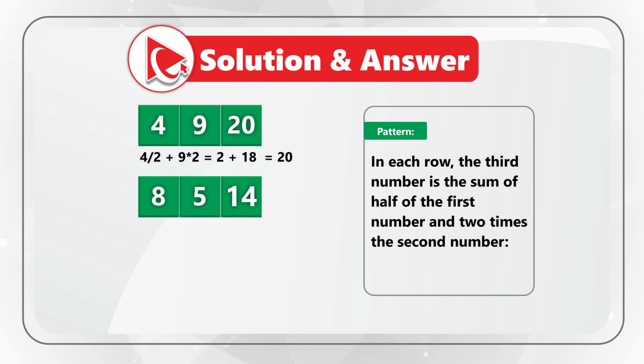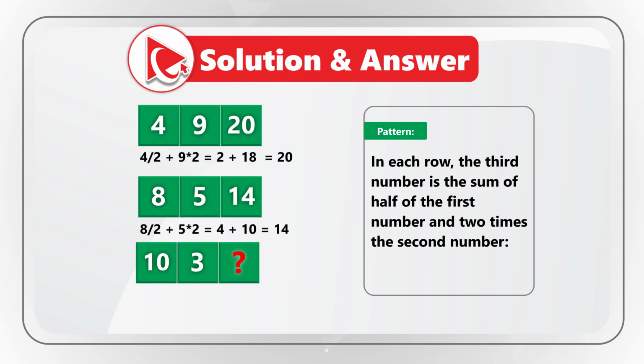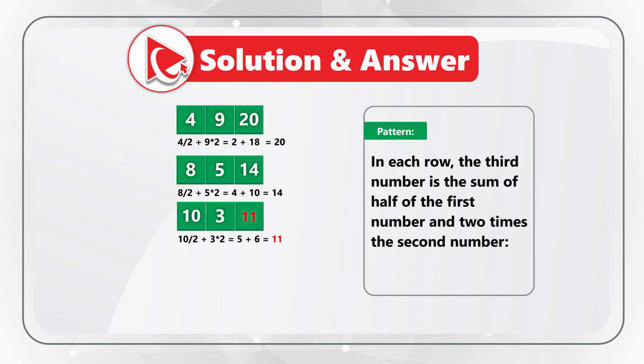8 divided by 2 plus 5 multiplied by 2 equals 4 plus 10 and equals 14. And now we are ready to calculate the missing number. 10 divided by 2 plus 3 multiplied by 2 equals 5 plus 6 and equals 11. So the correct choice here is choice B, 11.